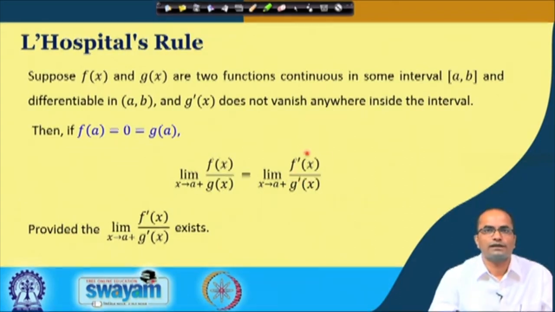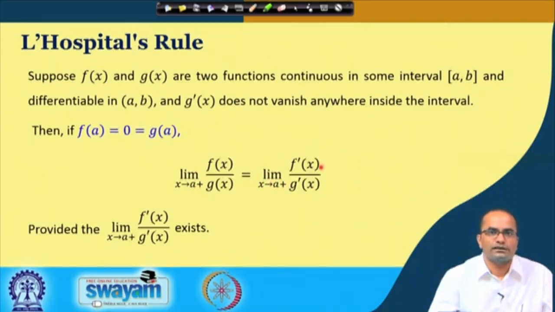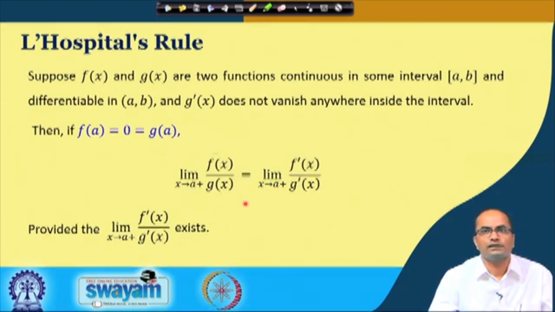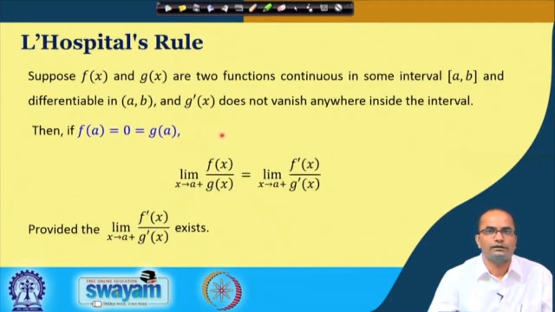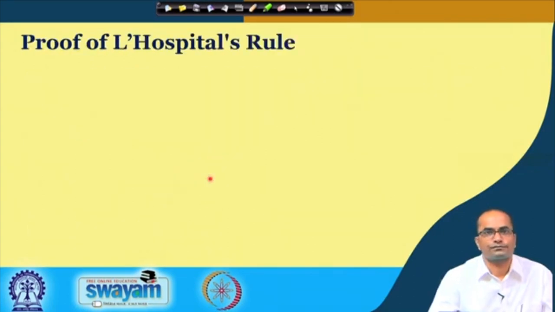Otherwise, this does not make sense if this does not exist. We will come to this point a little later and we will see one example where this limit does not exist, but it does not mean that the limit of f x over g x does not exist. So, this is the rule: if the limit of the derivatives exists, then it will be equal to the limit of the ratio of the functions.